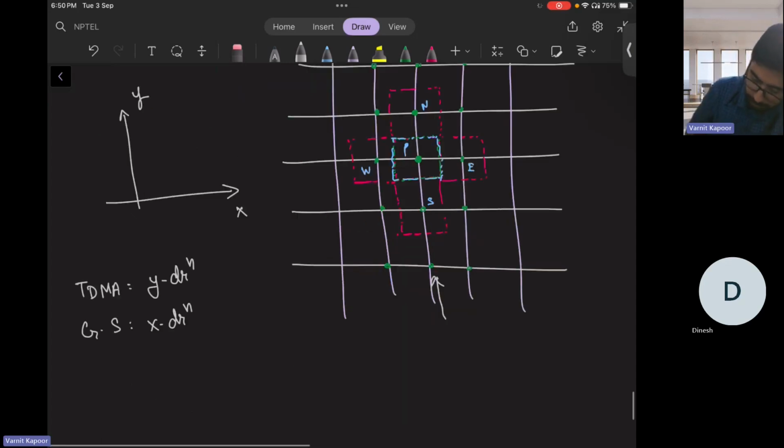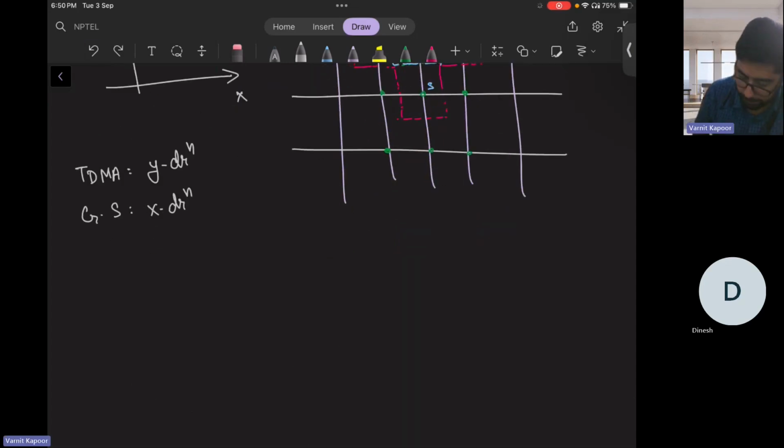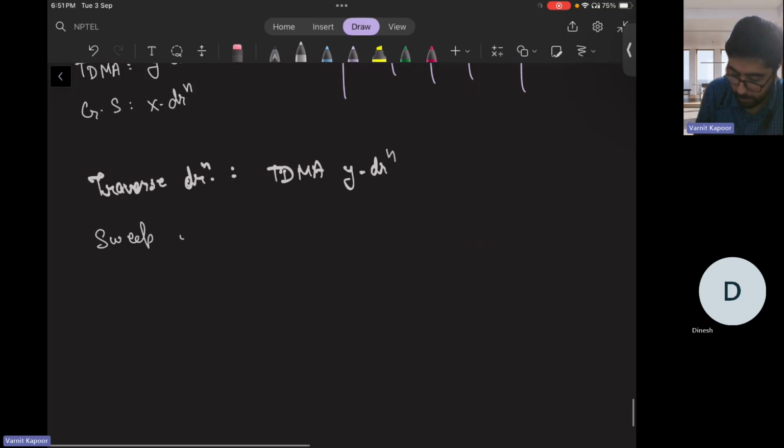Let me write these two terms. Traverse direction is nothing but TDMA in the y direction, and sweep direction is nothing but the lines are visited in the x direction.